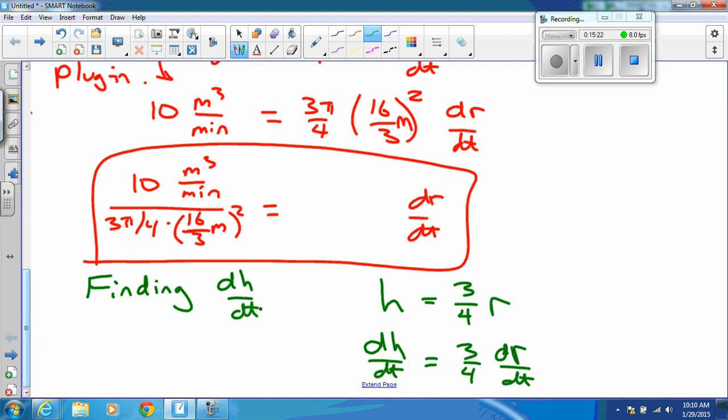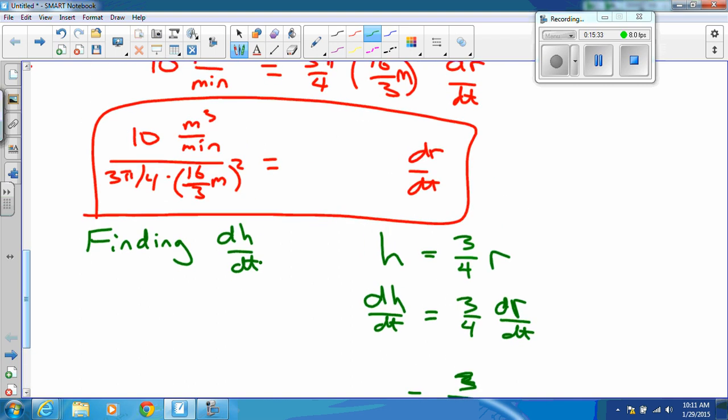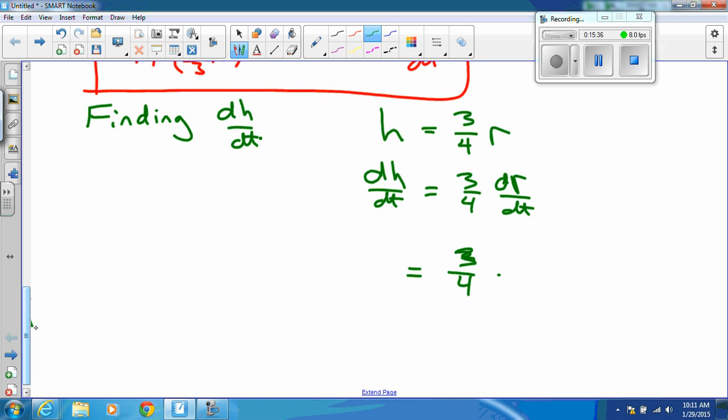So we had this sort of monstrous thing, which perhaps we wanted a calculator for, but perhaps not. And so we can plug it all in, giving us 10 over 3 pi over 4 times 16 thirds squared. It's ugly, but it is just a number. And we could get a decimal approximation. Did anybody get a decimal approximation? None of you got a decimal approximation. You can cross out the 3/4.